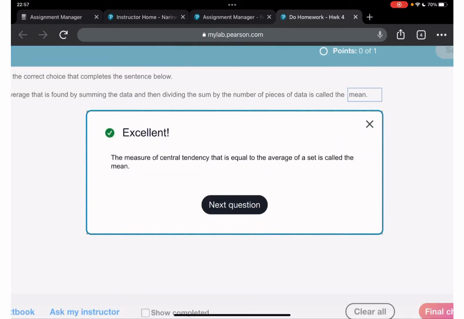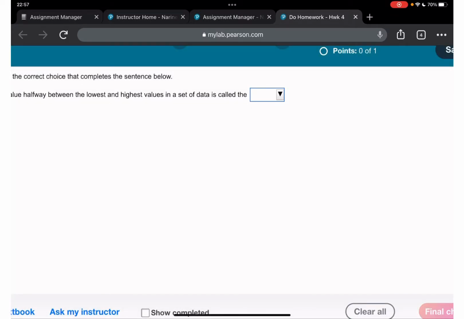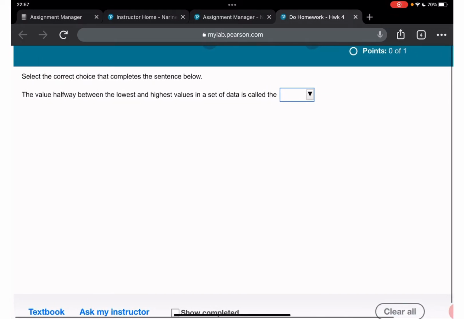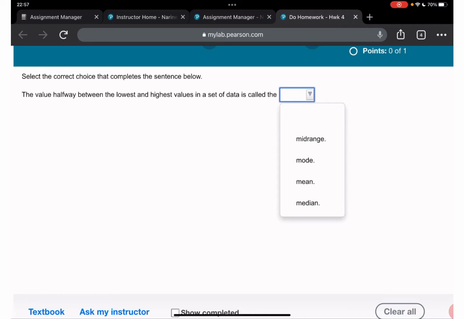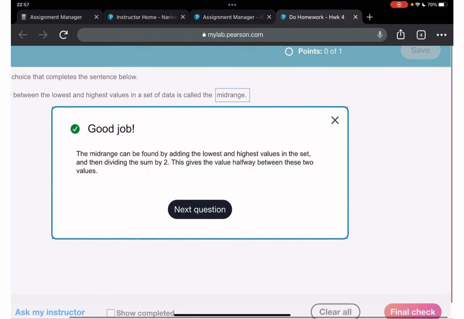Number 13. The value halfway between the lowest and highest value we call mid-range. And number 14, oh, we haven't checked. Good job.